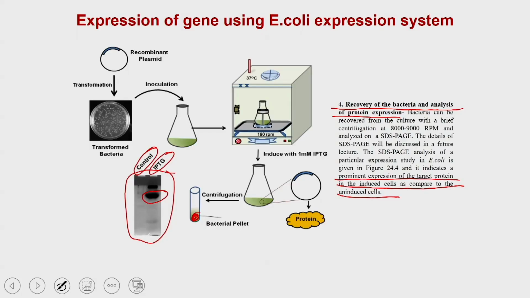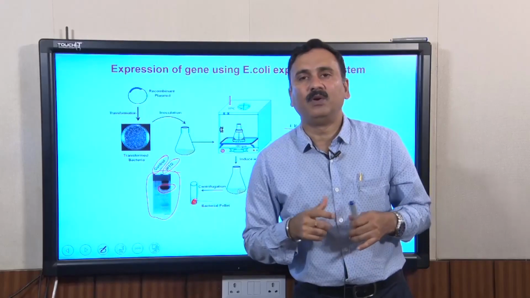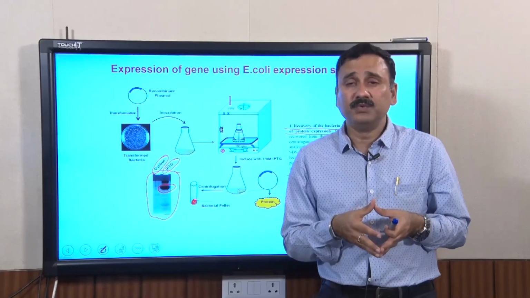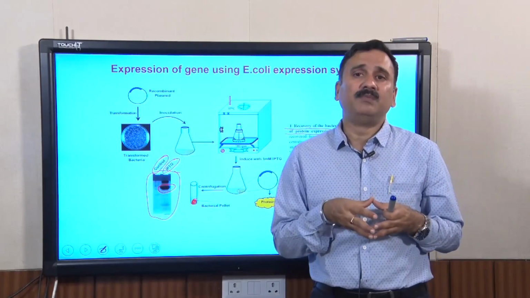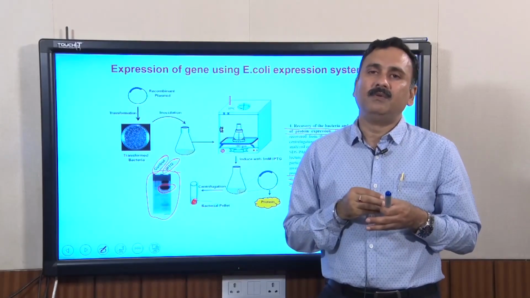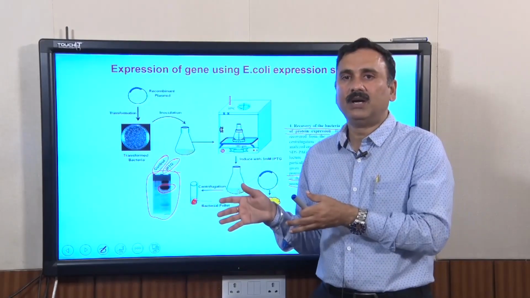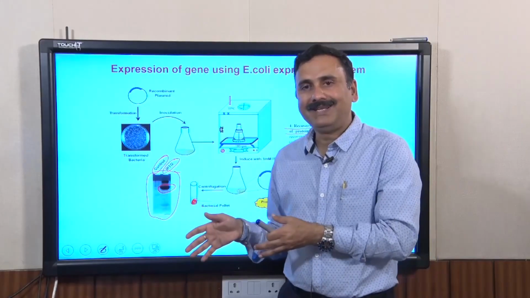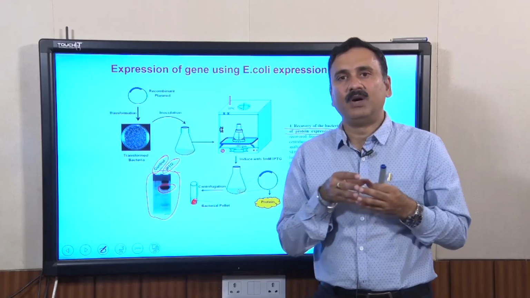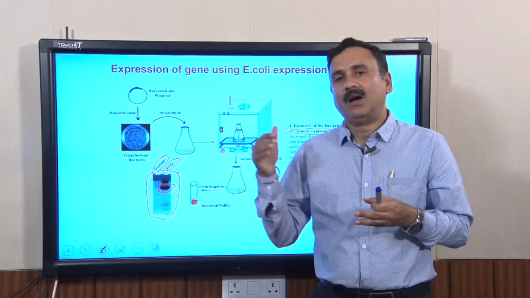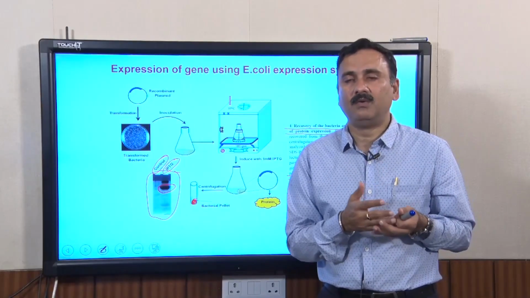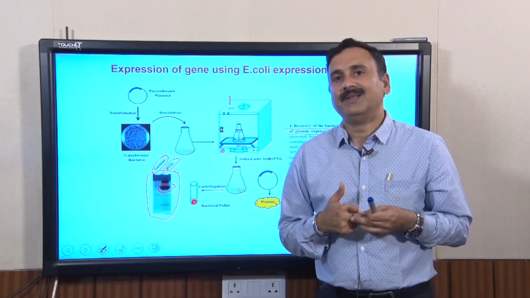To summarize what we have discussed so far in terms of overexpressing a particular foreign gene in the E. coli expression system, you first have to transform the bacteria with a recombinant clone, and then inoculate single colonies into the media, and let the bacteria grow to the log phase, which is 0.3 to 0.6 OD, and then after that you recover the bacteria, lyse them, and analyze the protein production after induction on SDS-PAGE.